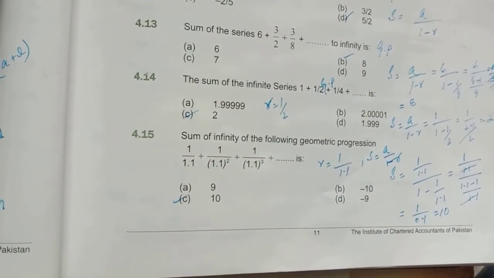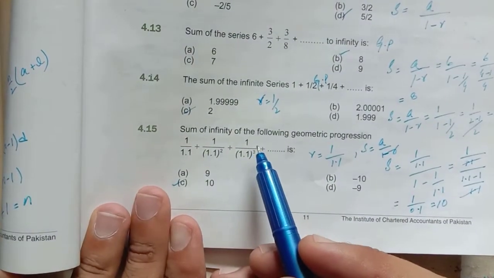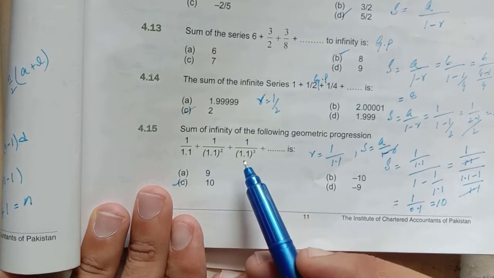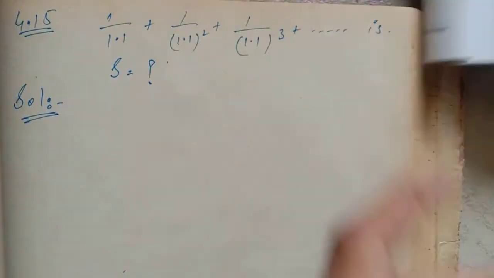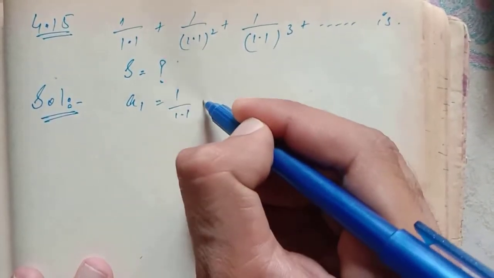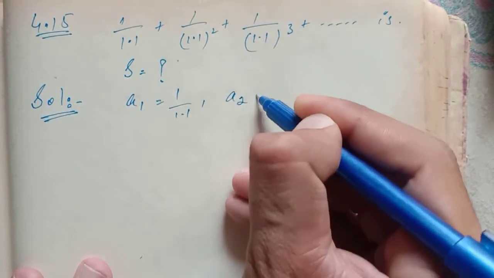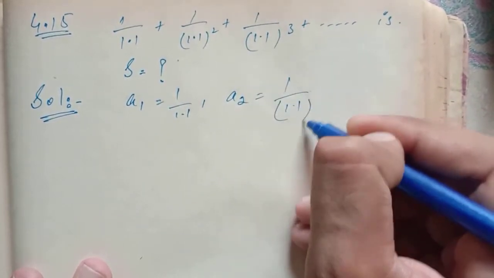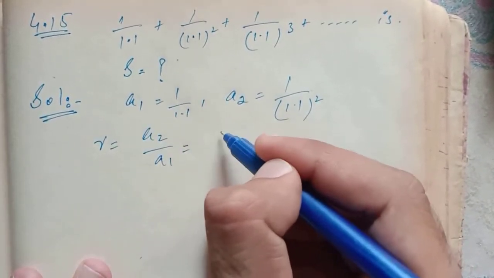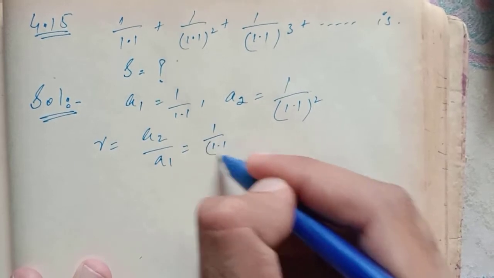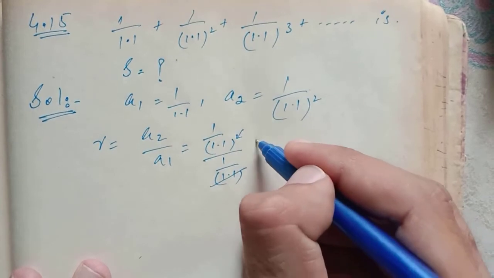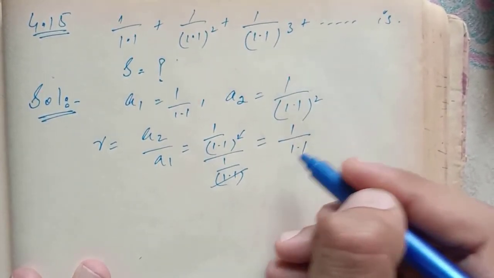Question number 4.15. Sum of the infinity series of the following geometric progression: 1 divided by 1.1 plus, again this is the same question. Series is given. So a1 equal to 1 divided by 1.1 and a2 equal to 1 divided by 1.1 square. So r equal to A2 divided by A1, and this equal to 1 divided by 1.1 whole square divided by 1 divided by 1.1.